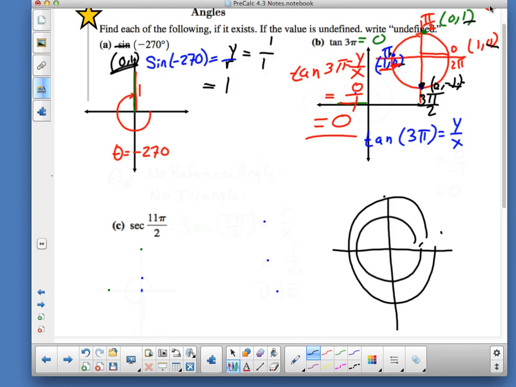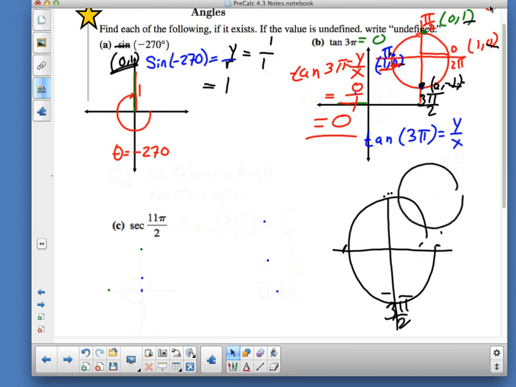Remember, this is 1, 2, 3, 4, 5, 6, 7, 8, 9, 10, 11. I'm down here at 3 pi over 2 to finish out my angle. That is 11 pi over 2. Does that make sense or not?